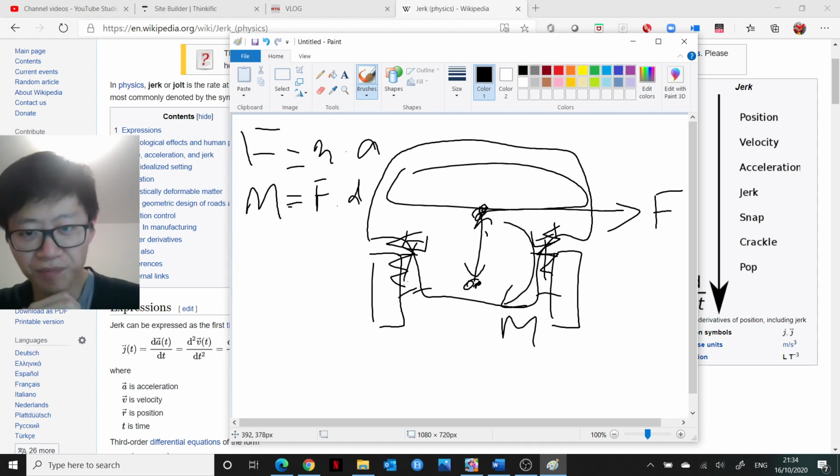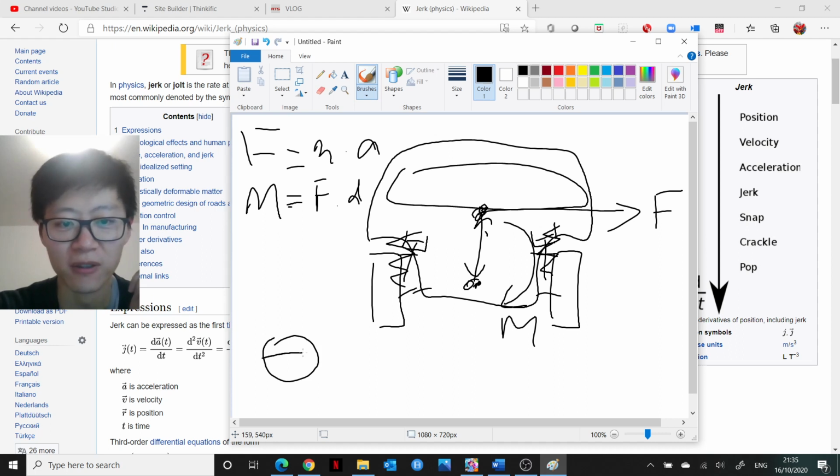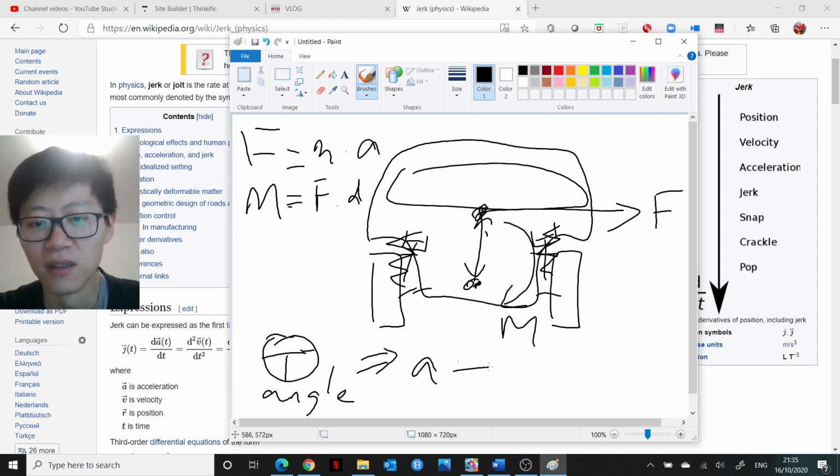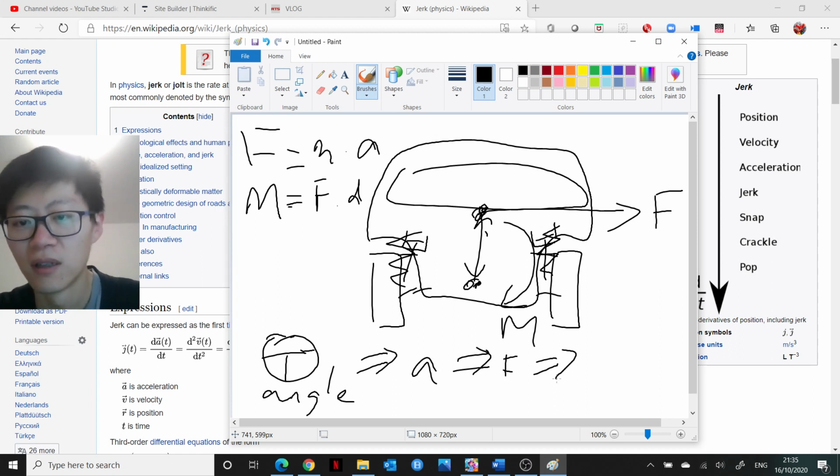And this means that a certain steering wheel angle, that's supposed to represent a steering wheel, at a certain vehicle speed will lead to certain acceleration, leads to a certain force, and leads to a certain angle or compression displacement of the springs.